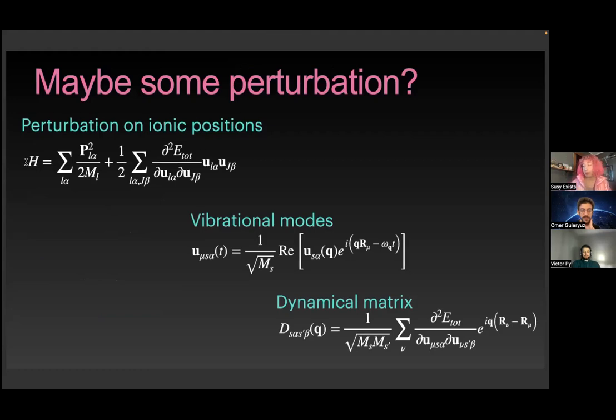We can also perturb our system. In density functional theory, we are just dealing with the Hamiltonian, so we can linearize our Hamiltonian under small perturbations. Actually, this perturbation is just on the ionic positions. We just move the atoms a bit and observe the change in the energy of the system. By observing this change in the energy, we can construct the dynamical matrix, and we can also get the vibrational modes caused by this perturbation in the system.